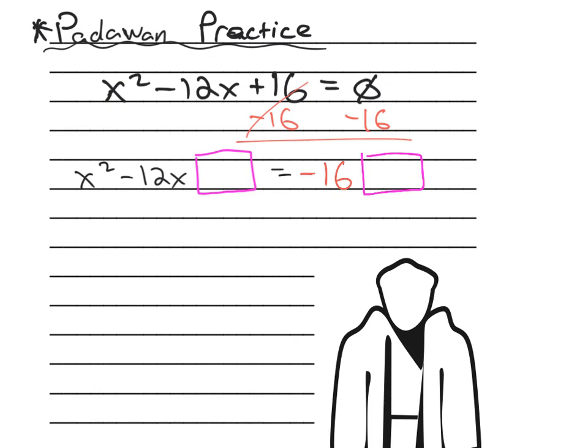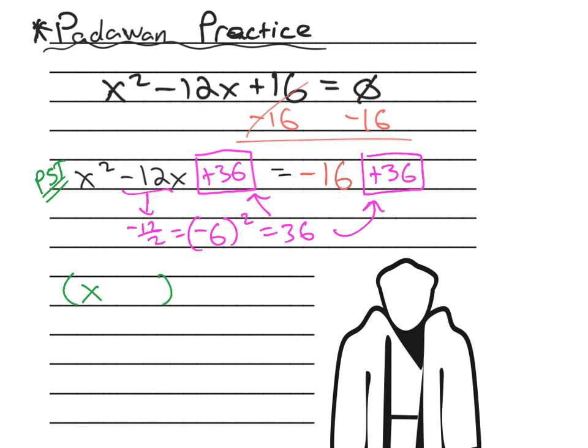I take the middle number and divide it by 2. Middle number is negative 12. So negative 12 divided by 2 is negative 6. Now you square it. What do I get? 36. It's going to go into that box and that box. So add 36 to both sides. Not changing the value of the equation. It's balanced. Now we made a perfect square trinomial that we could factor. So we're going to factor it to be a binomial squared.